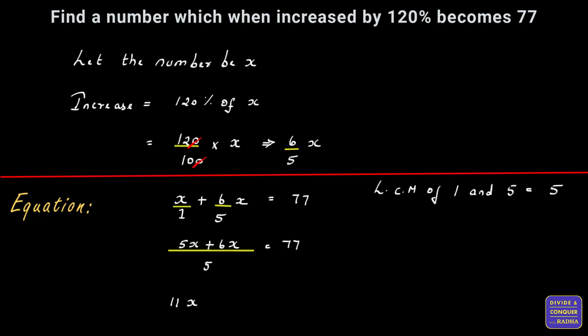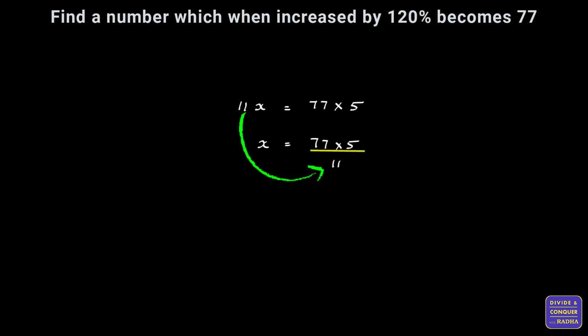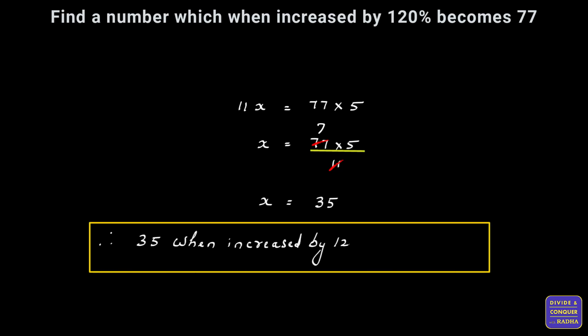So 11x is equal to 77 into 5. So from this we need to calculate x. X is equal to 77 into 5 divided by 11. The multiplicative form of 11 becomes division when it moves to the other side of the equation. 11 times 7 is 77. So 7 times 5 is equal to 35. So this is our original number. Therefore, the final answer is 35, which when increased by 120% gives us 77.